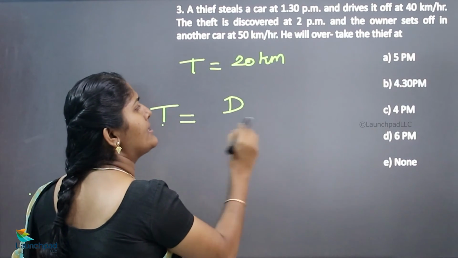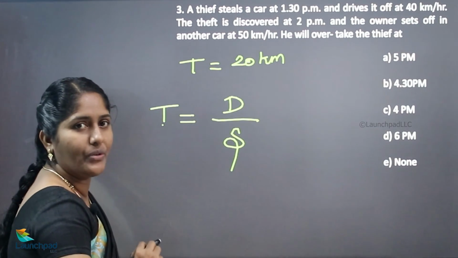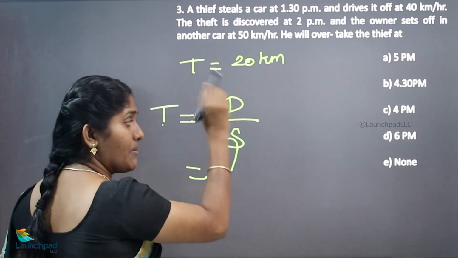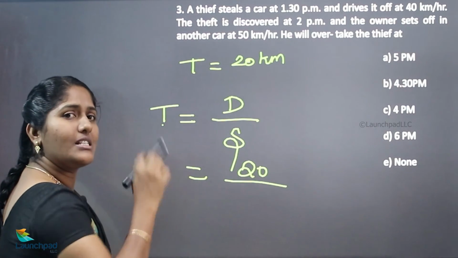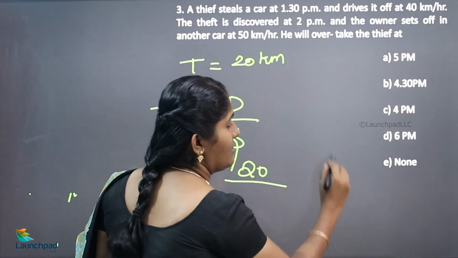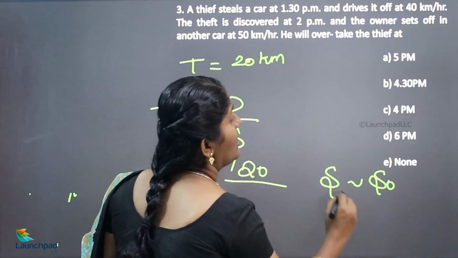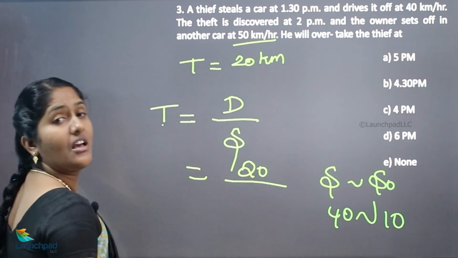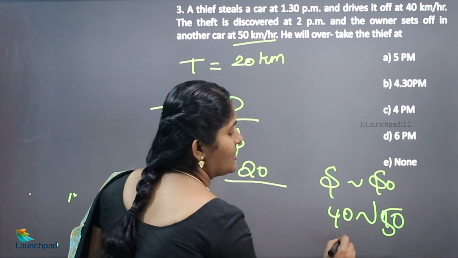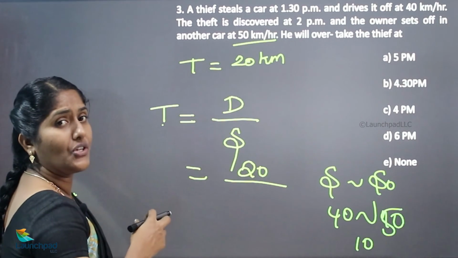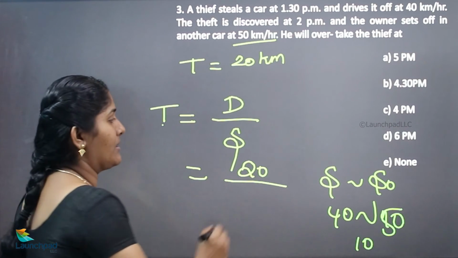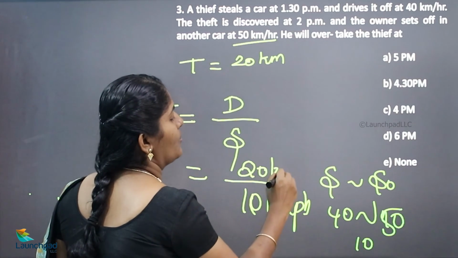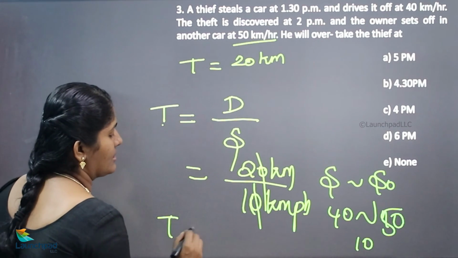Now, how can we find when he overtakes the thief's car? Time is equal to distance divided by speed. What is the distance? He must cover 20 km. What is the speed? It is the speed of the thief's car and the speed of the owner's car. The difference between 40 and 50 is 10 km per hour. This is the same direction, so we should consider the difference of their speeds. So, 10 km per hour, and this is 20 km. So, 2 hours.